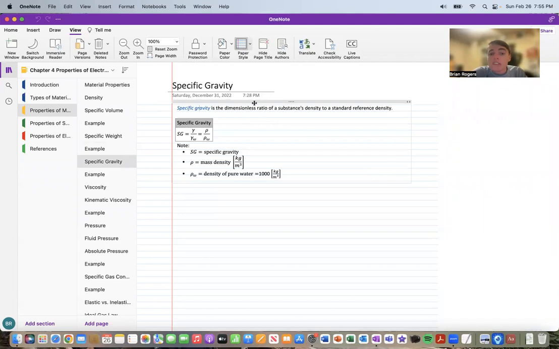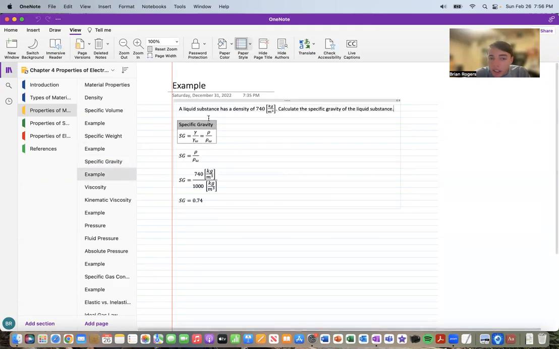Specific gravity is a dimensionless ratio of a substance's density to a standard reference density. So here's the substance density, divided by the reference density in the denominator. A lot of times this reference density is the density of pure water, which is 1,000 kilograms per meter cubed. For example, they told us that a liquid substance has a density of 740 kilograms per meter cubed. So calculate the specific gravity.